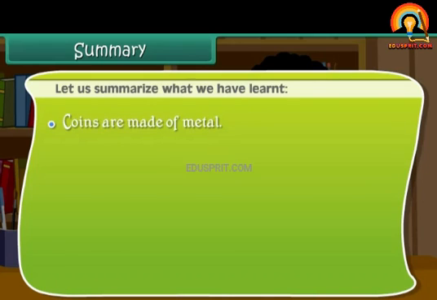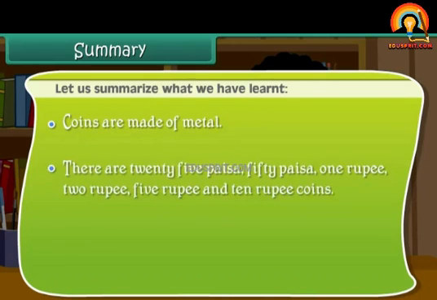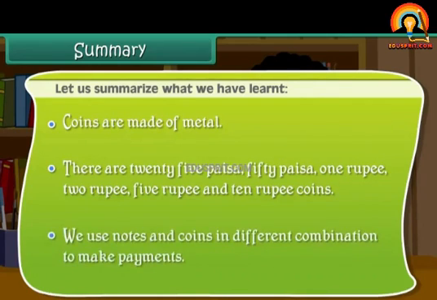Coins are made of metal. There are 25 paisa, 50 paisa, 1 rupee, 2 rupee, 5 rupee and 10 rupee coins. We use notes and coins in different combinations to make payments.